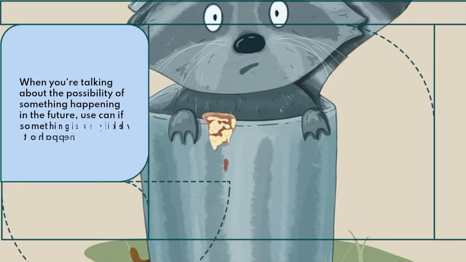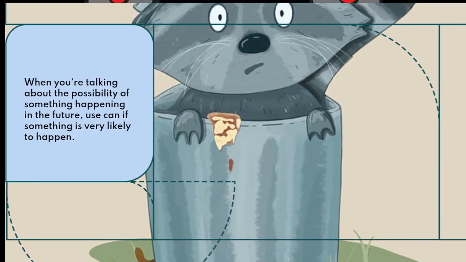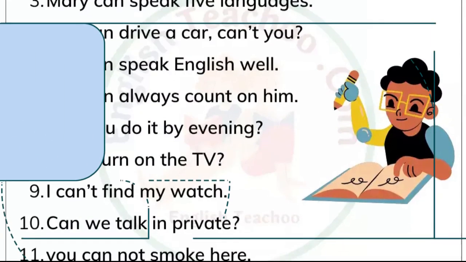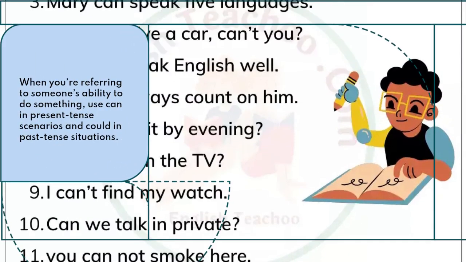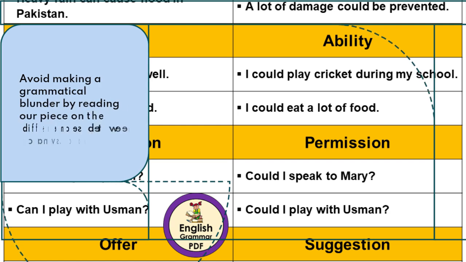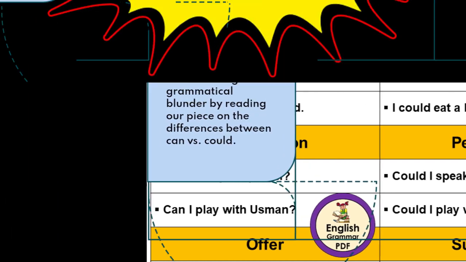When you're talking about the possibility of something happening in the future, use can if something is very likely to happen. Could, on the other hand, should be used for things that have an equal chance of not happening. When you're referring to someone's ability to do something, use can in present tense scenarios and could in past tense situations. Avoid making a grammatical blunder by reading our piece on the differences between can versus could.